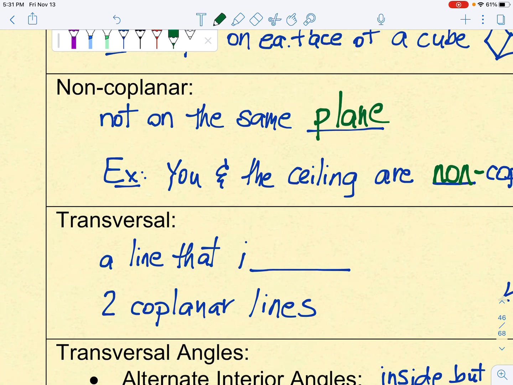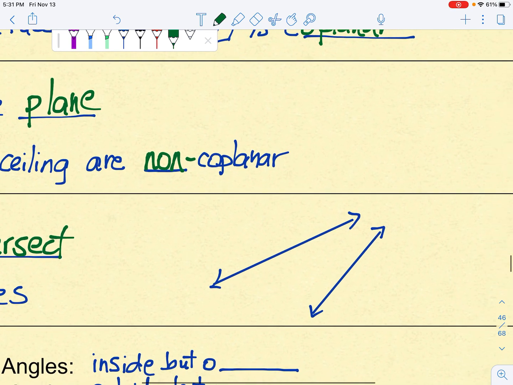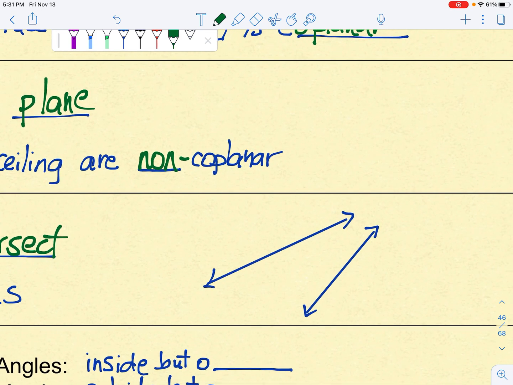Transversal. Here's where it gets a little tricky. This is new. It is a line that intersects, right, meets up with 2 coplanar lines. So here's an example. So there's 2 lines which are coplanar. They're both on the same plane. Any line that, by the way, you draw on your paper obviously is going to be coplanar. And that line there intersects them, both of them. So that line is, sorry, a transversal.